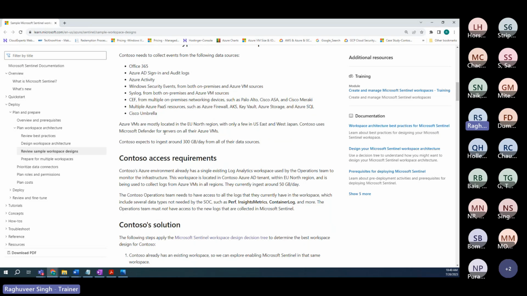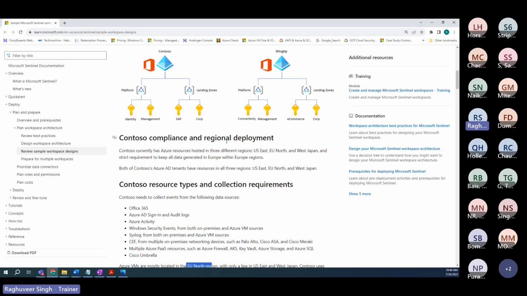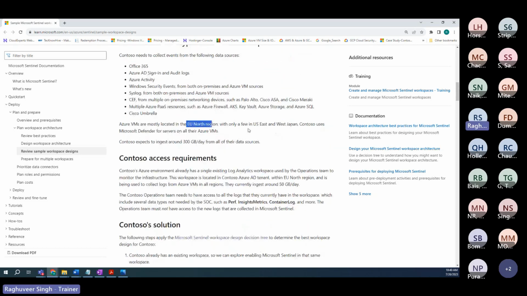Now, Azure VMs are mostly located in the EU North region, with only a few in US East and West Japan. It is giving you another input that it needs logs from these. The VMs are primarily located in Europe. Most of the VMs are in Europe for both the domains, for both the entities. However, some VMs are also located in Japan and East US. And Contoso uses Microsoft Defender for servers on all the Azure VMs. That's another input that you get.